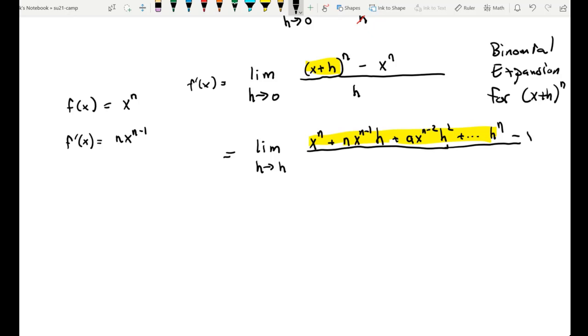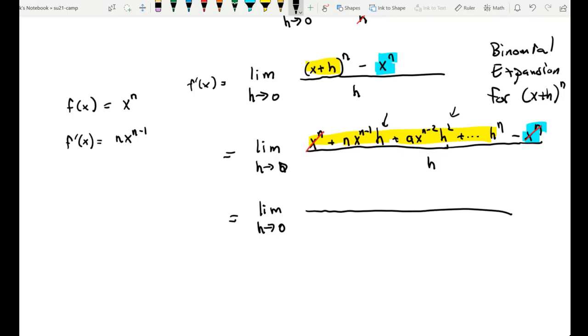And then we have minus x to the n. Yeah, that's from over here. And you're dividing by h. Okay, so what would happen is that, of course, the x to the n from the binomial expansion and the x to the n that we had in the first place over there cancels. And now all your factors in the numerator have an h in them. Sorry, h goes to 0.